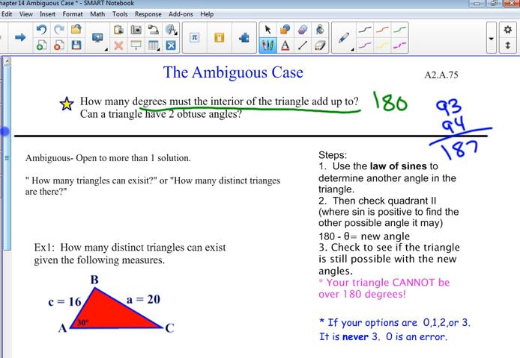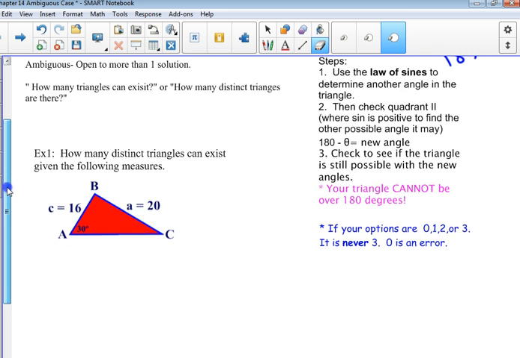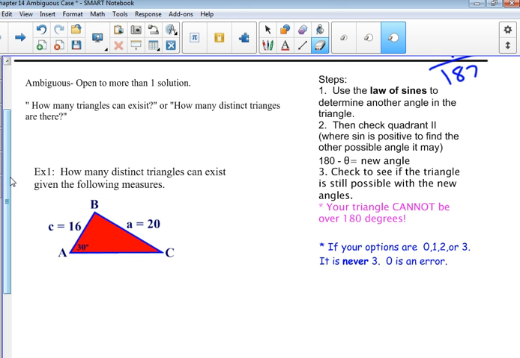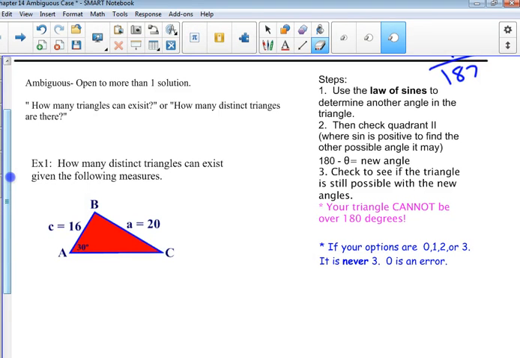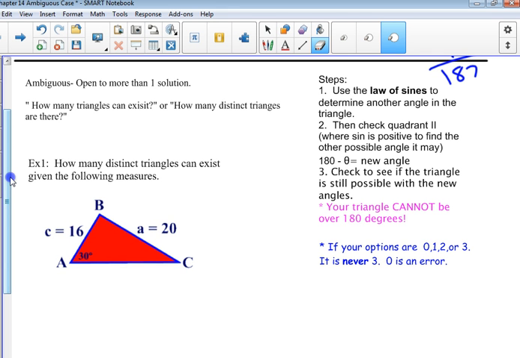It's impossible. So this word ambiguous means it's open to more than one solution, like there are other options. When you see these types of problems, a lot of times they ask how many triangles exist or how many distinct triangles can be made, and they give you some options. Here's an example already drawn up for you, so we can go slowly through it. They might say: how many distinct triangles can exist given the following measures? The good thing is these are always law of sines problems.